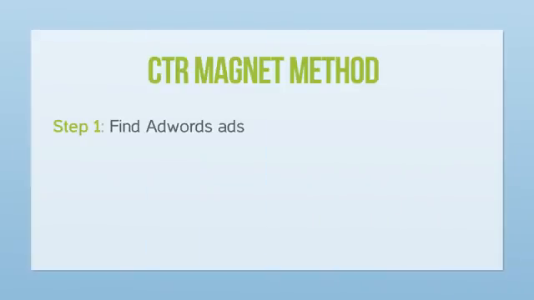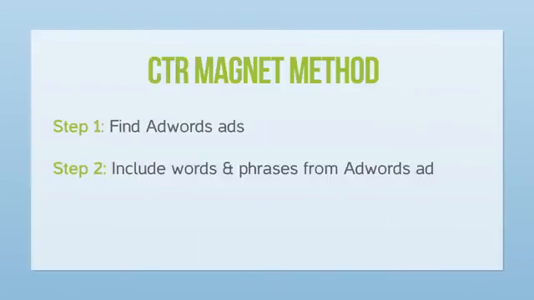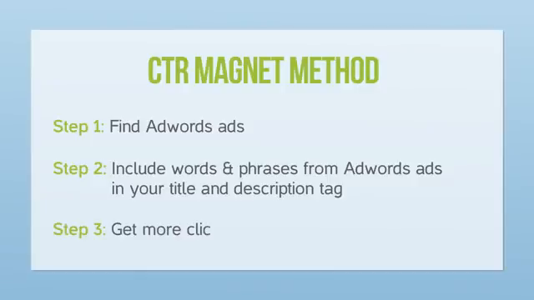Step 1, find AdWords ads. Step 2, include words and phrases from AdWords ads in your title and description tag. Step 3, get more clicks. Let's break down each step in detail.